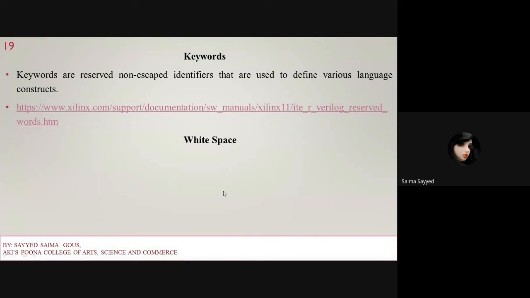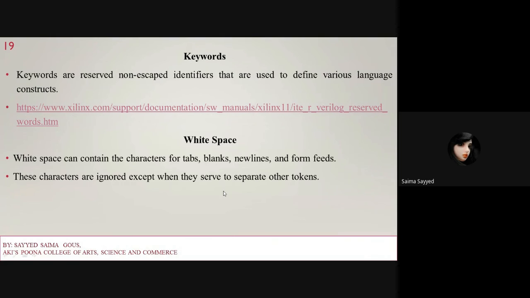And then white space. What is white space? The white space can contain the characters for tabs, blanks, new lines, and form feeds. So white space is used for tabs, blanks, and new lines. These characters are ignored except when they serve to separate other tokens. However, blanks and tabs are significant in strings, so they are used in strings.